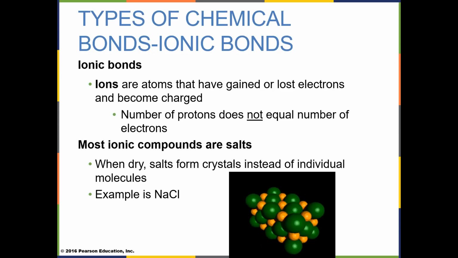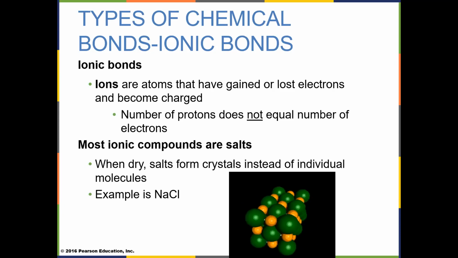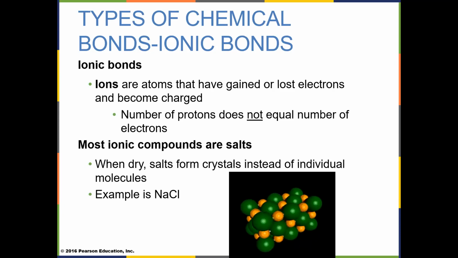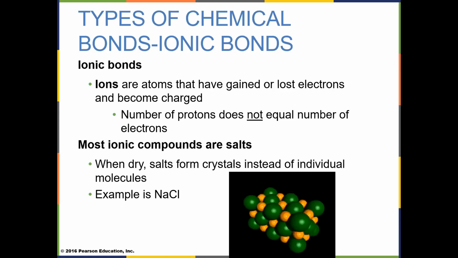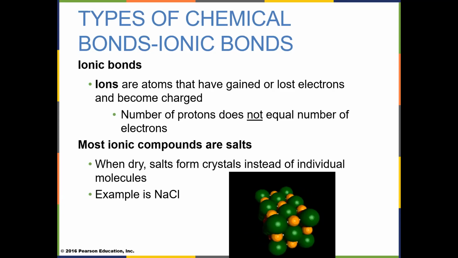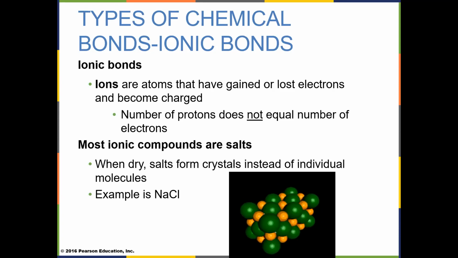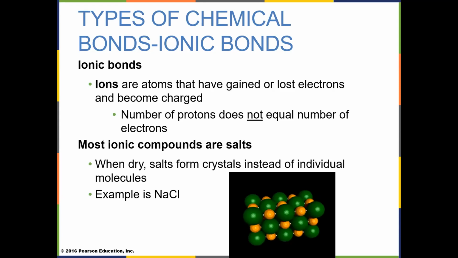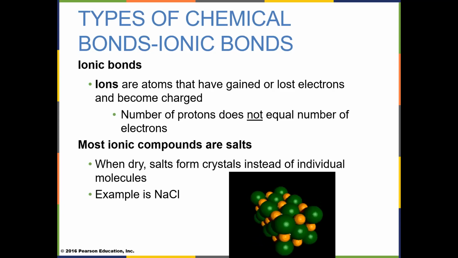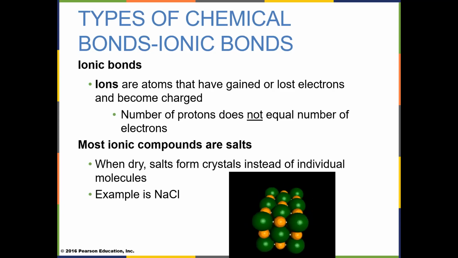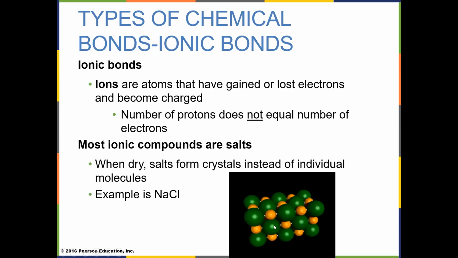Now, when an ionic bond occurs, it occurs with atoms that become ions, and when they come together, they form salts. All the salts in our body are held together with ionic bonds. And if it's not in our body, salt forms a crystal. It is a chemical bond, because when you see a salt crystal, it looks like this.